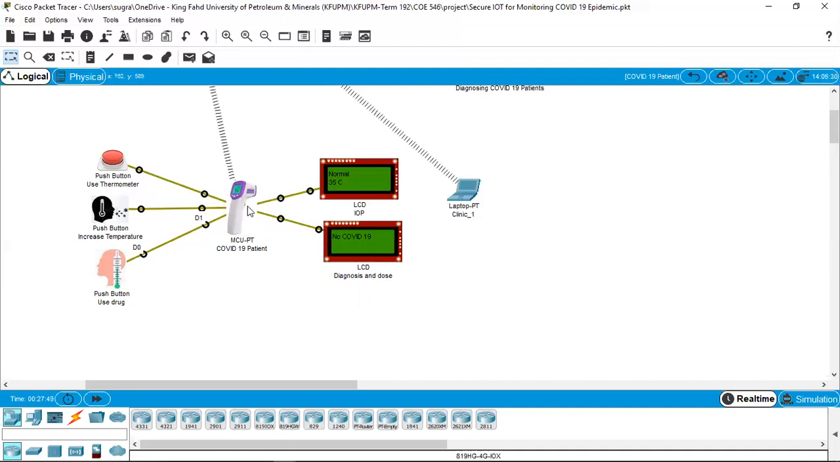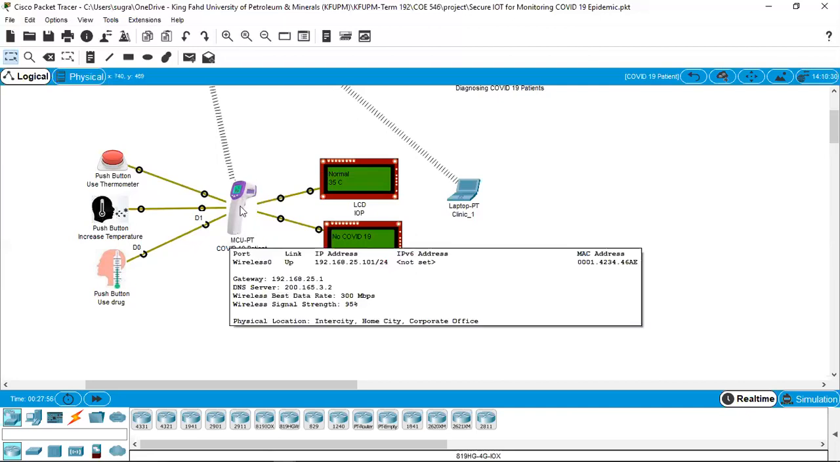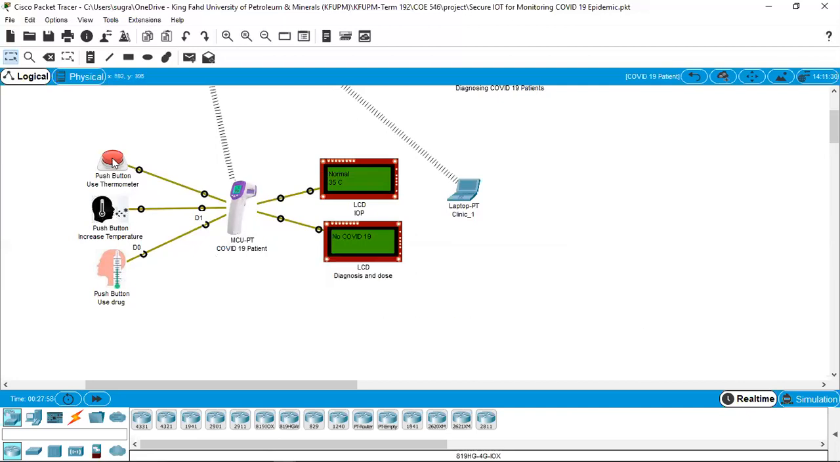So now the patient is in the initial state where the temperature is equal to 35 centigrade. Now let's do the diagnosing by using the thermometer sensor. The system will do the diagnosing, and it will send the result to the healthcare center for getting the result and processing the data. As you see now, the clinic received the diagnosis from the healthcare center with no COVID-19.